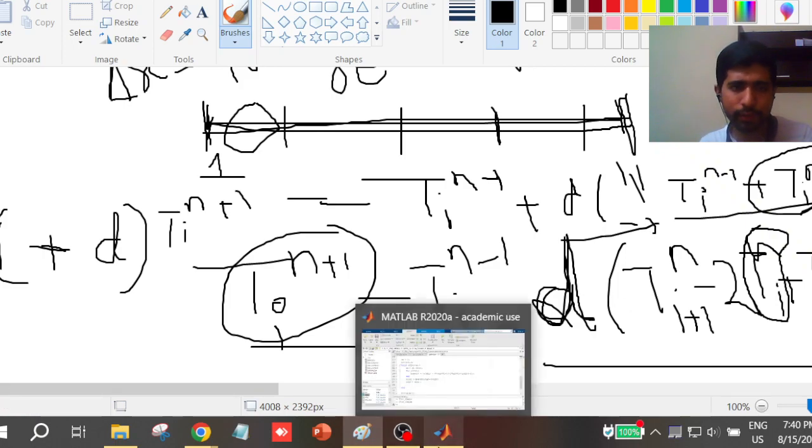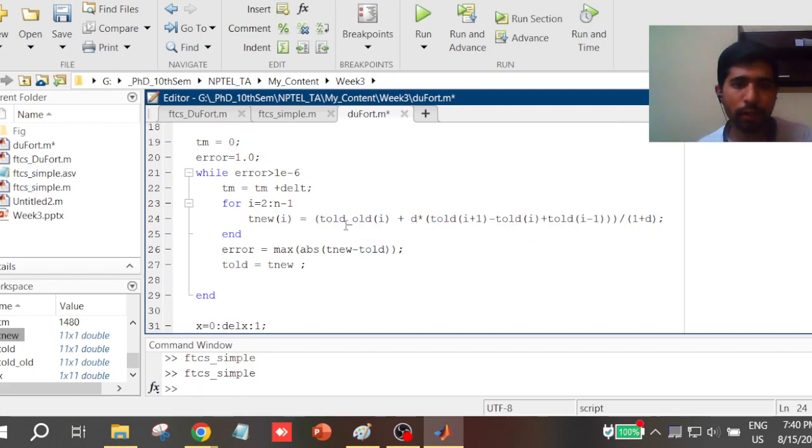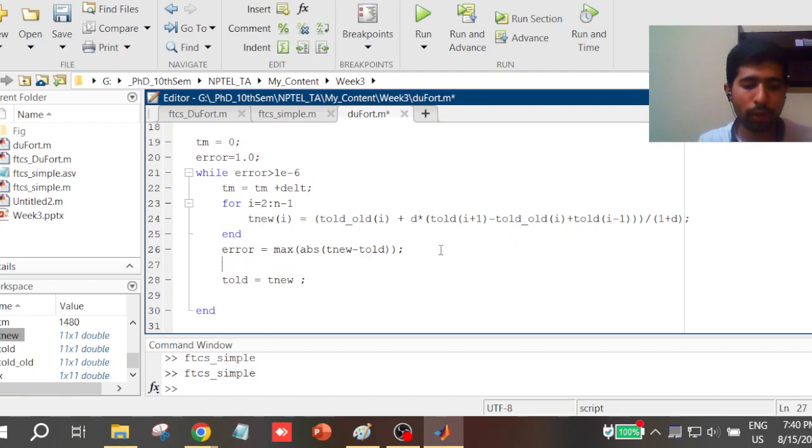So that is the change. This whole thing I have to divide by 1 plus D, and here the 2 will not be there. Here T old of old will be there, and here also T old of old will be there. This is the only one line change which I have done here. Also, T old of old, you have to take it as T old.